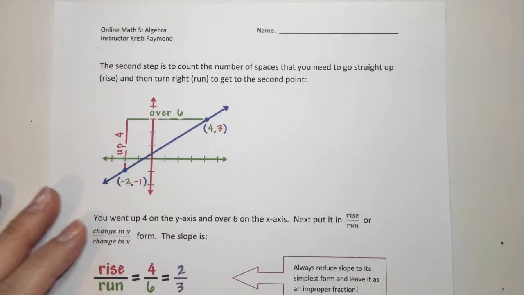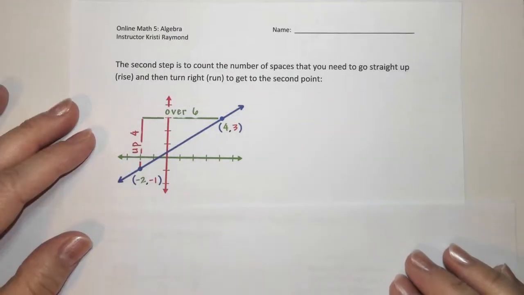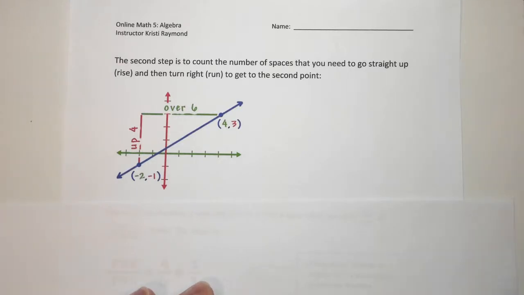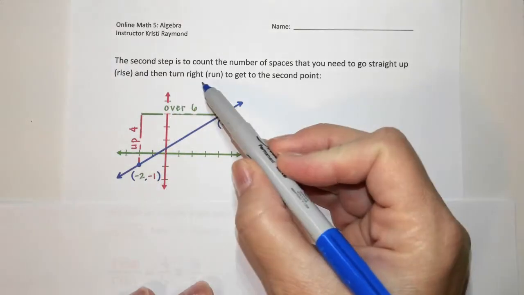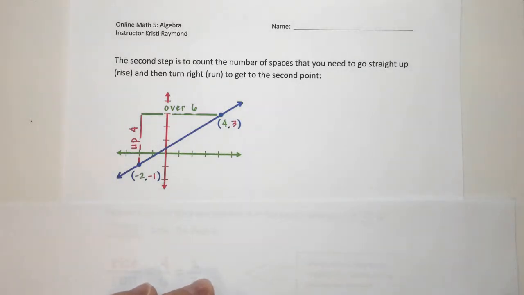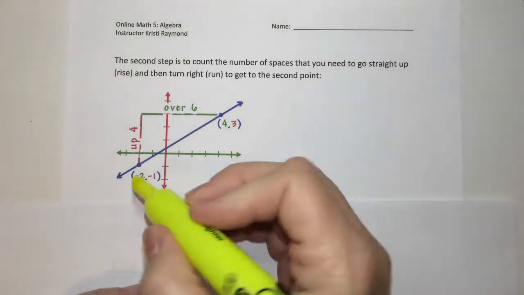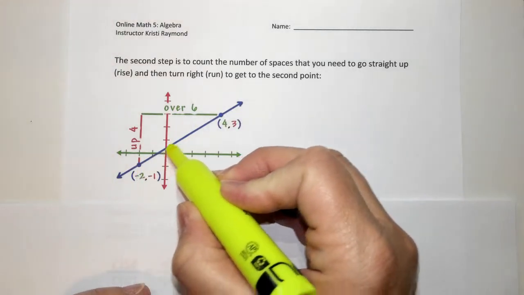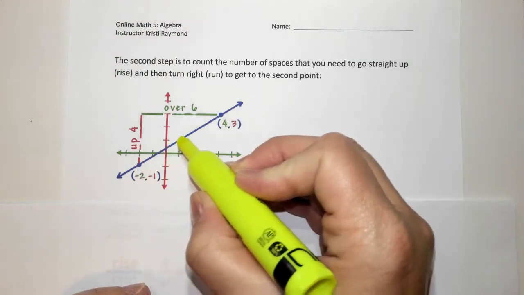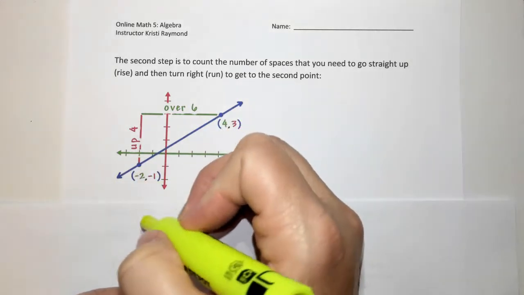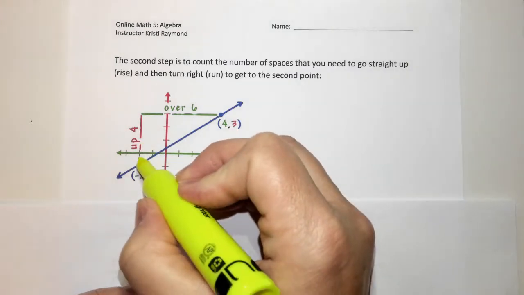The second step to calculating slope, then, is to count the number of spaces that you need to go straight up, which is the rise, and then turn right, which is the run, to get to the second point. Now, I like to think about this as being in a big city, maybe Seattle or New York City. If this is your house and this is your restaurant, are you allowed to go in a straight line, cutting through everyone else's homes and businesses to get to your restaurant? No, you're not. You have to plan on a map how to go along the city blocks.